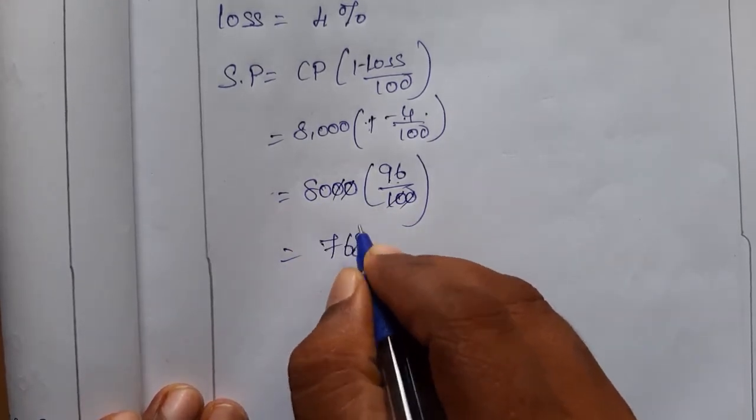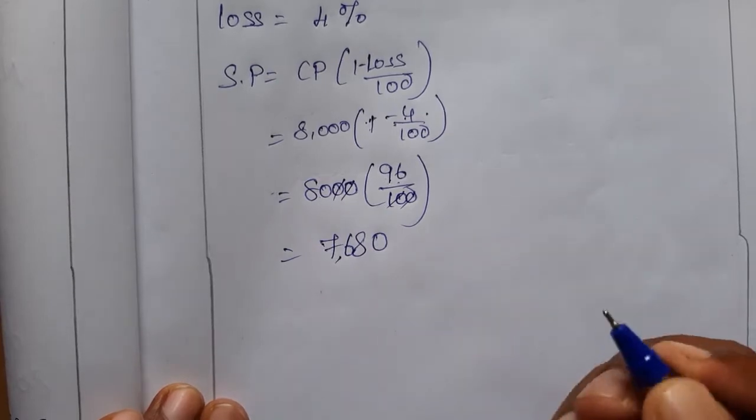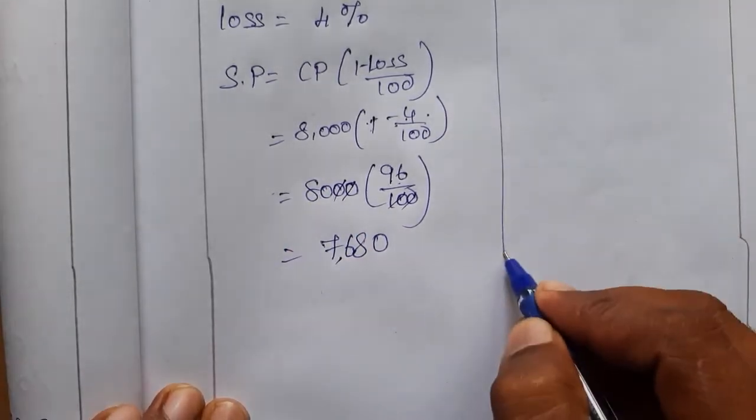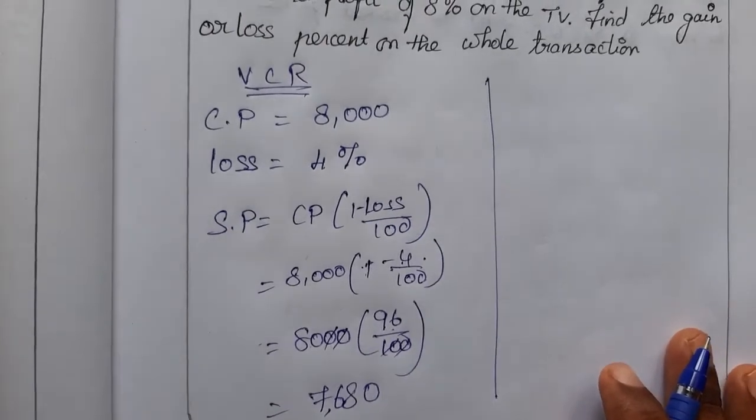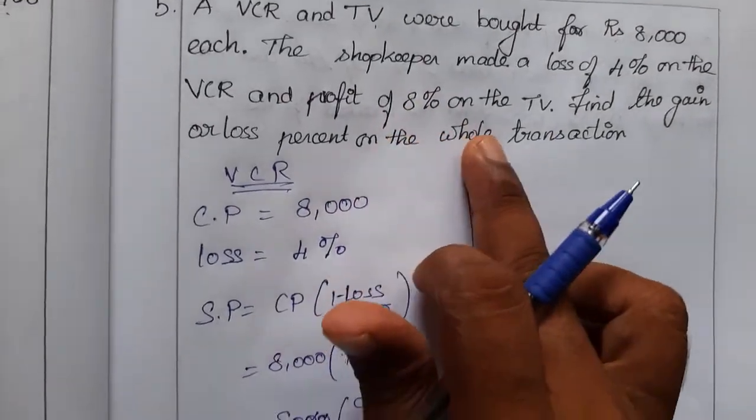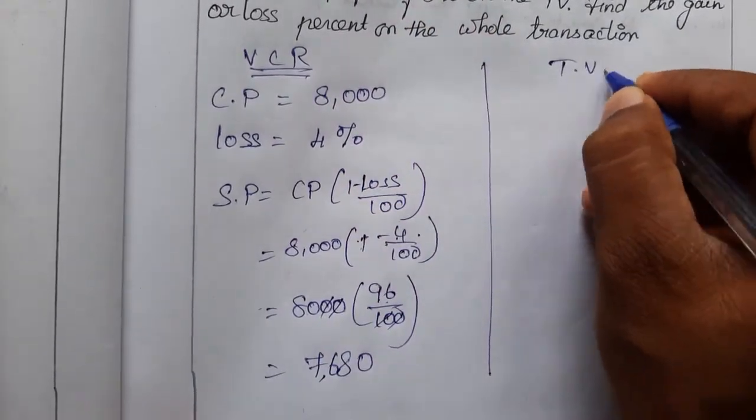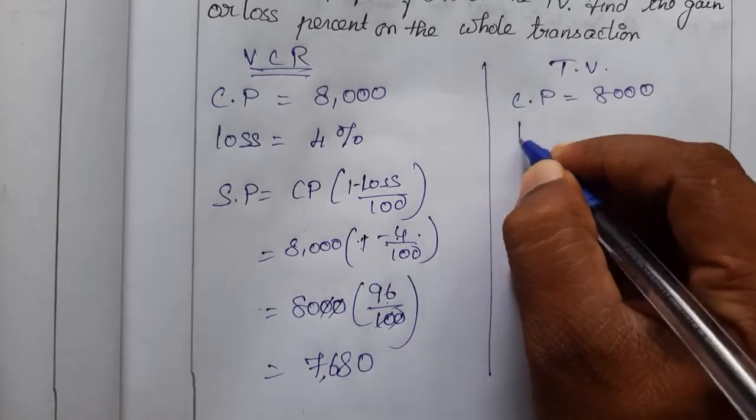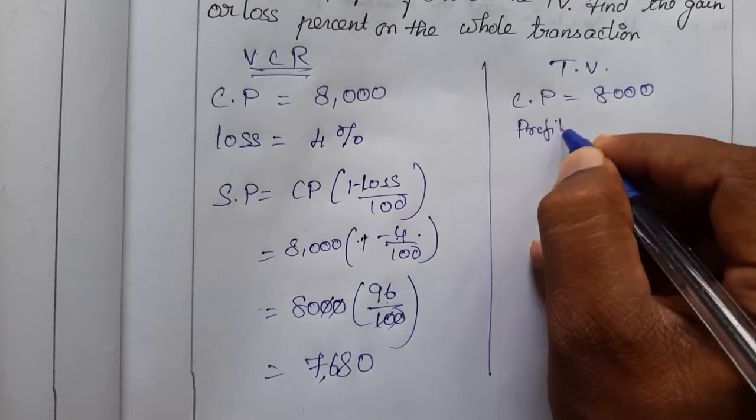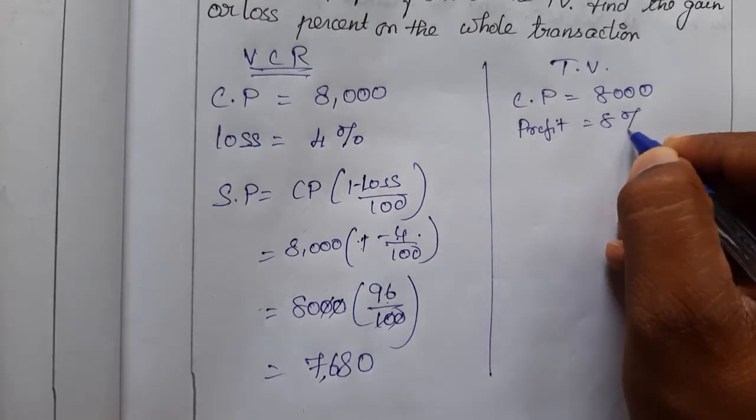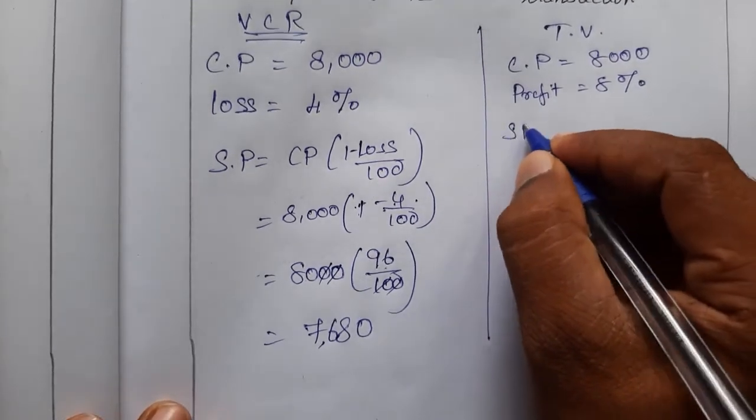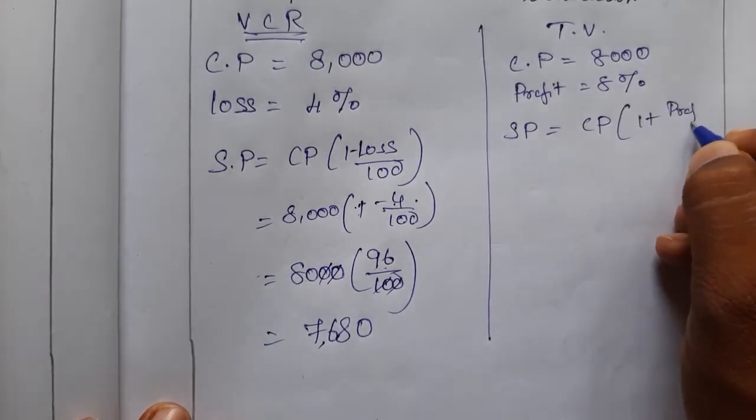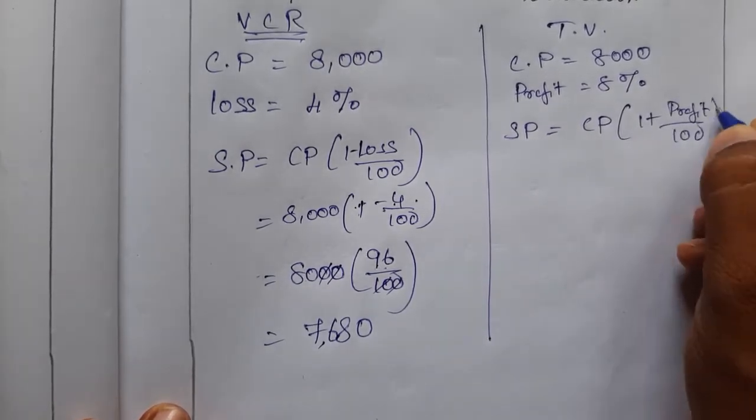So 7,680. So the selling price of the VCR is 7,680. Next we have to know about the TV, because the TV is sold at a profit of 8%, right? So the cost price is the same, 8,000, but the profit is 8%. So selling price is equal to cost price into 1 plus profit by 100.